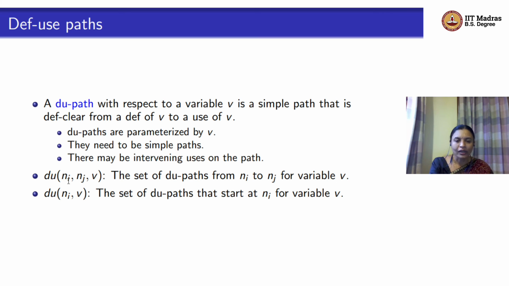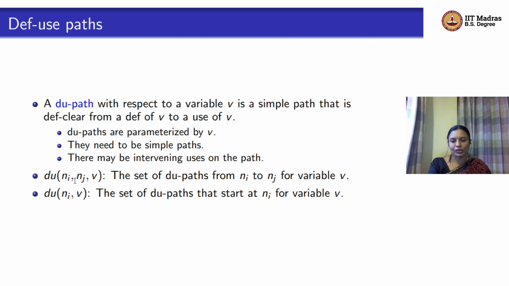Du(ni, nj, v) means the set of all du paths for the variable v from node ni to node nj. What is du(ni, v)? It is the set of all paths for the variable v that start at node ni. I just mark the definition in the last case and don't explicitly identify the uses. But whenever I say du(ni, nj, v), I mark the definition and the use.